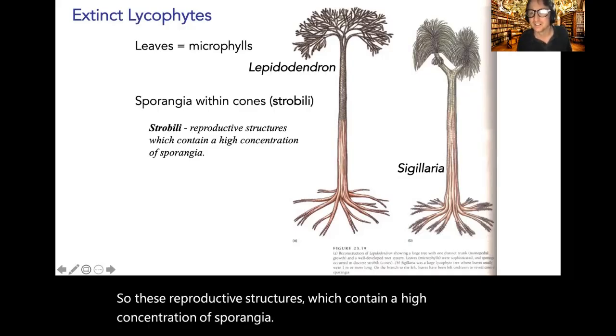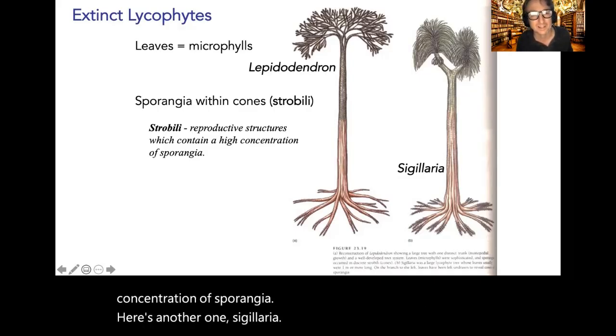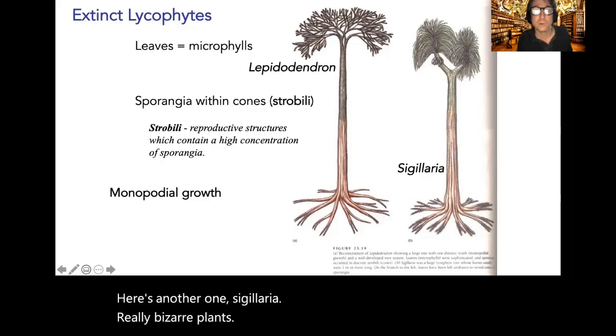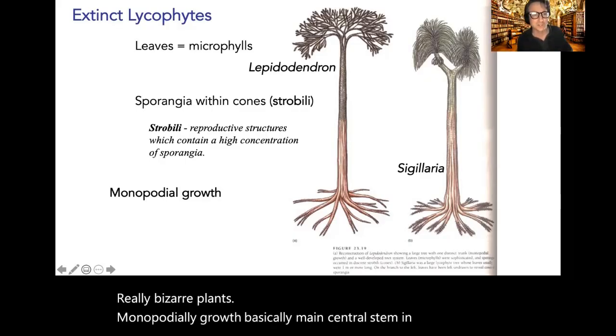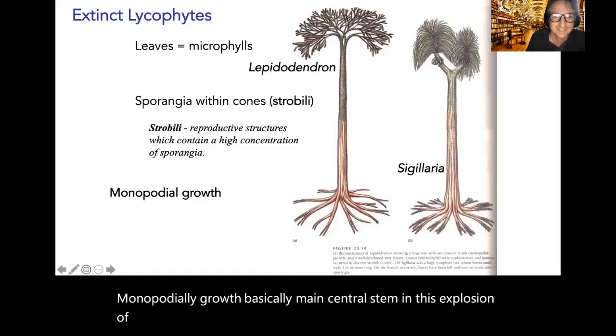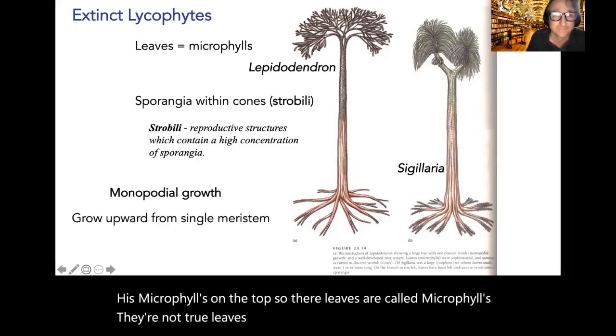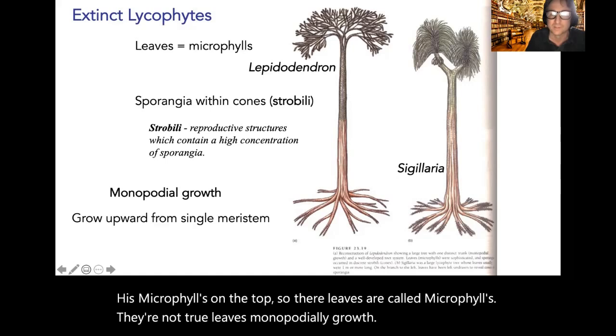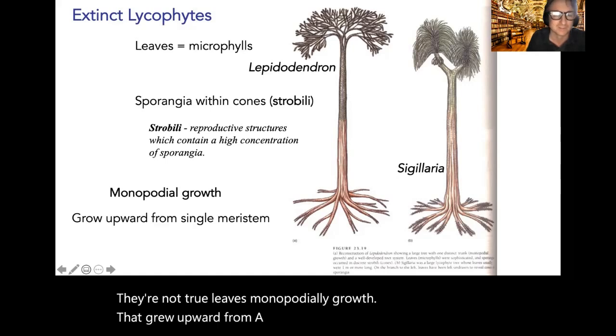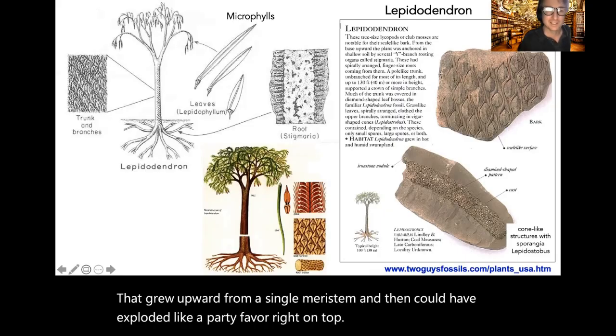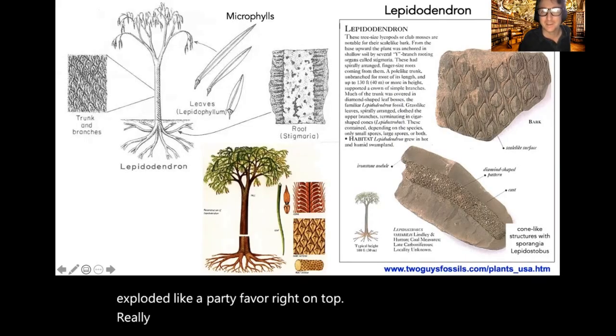Here's another one, Sigillaria. Really bizarre plants. Monopodial growth, basically a main central stem and this explosion of disheveled branches and leaves, these microphylls, all on the top. So their leaves are called microphylls. They're not true leaves. They grew upward from a single meristem and then kind of exploded like a party favor right on top. Really awesome fossils, all right?